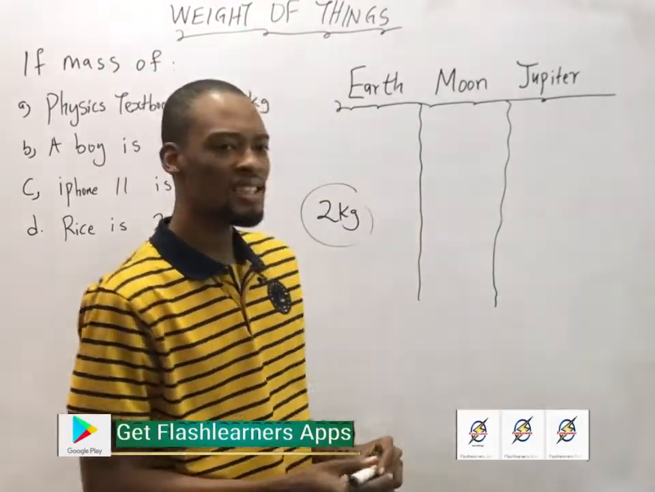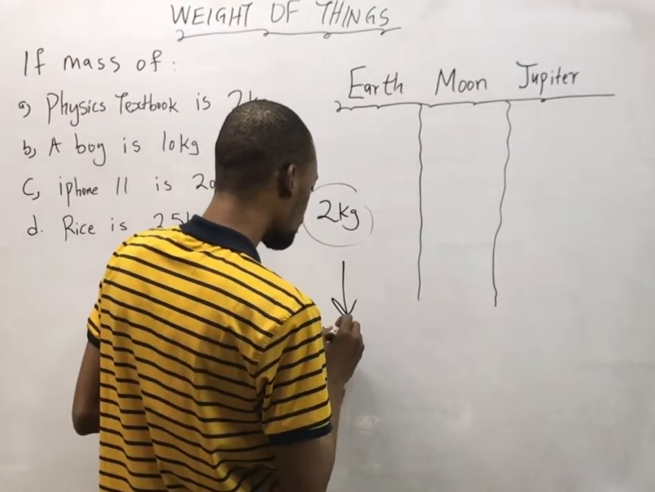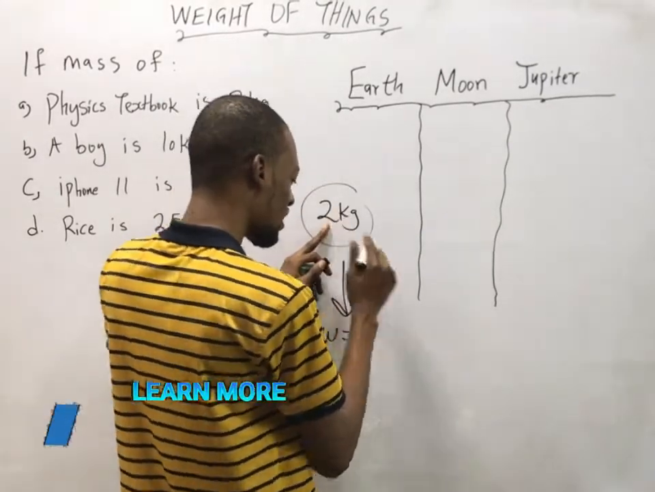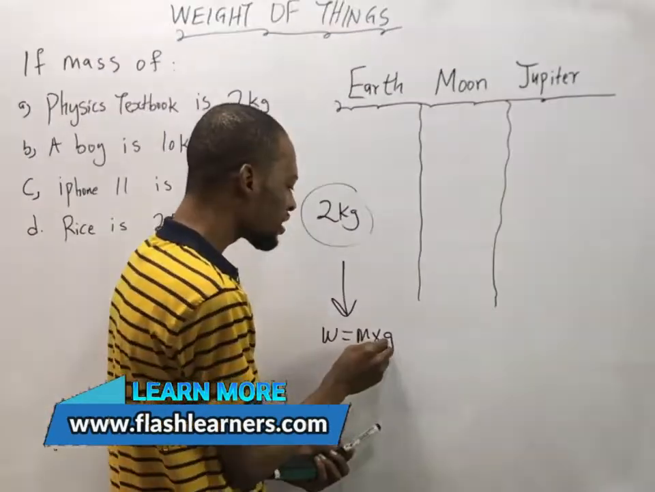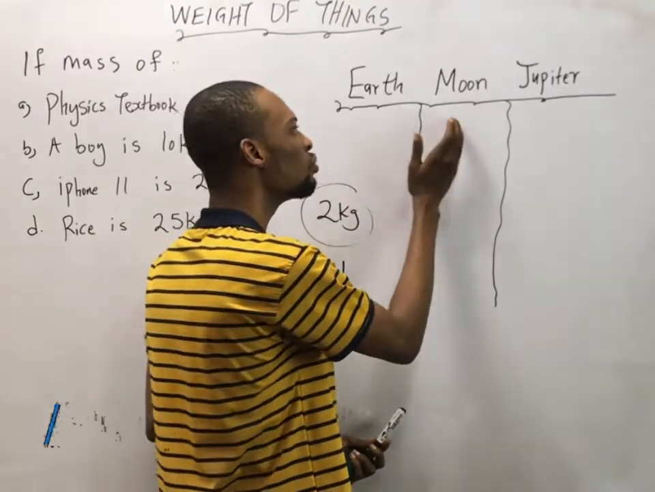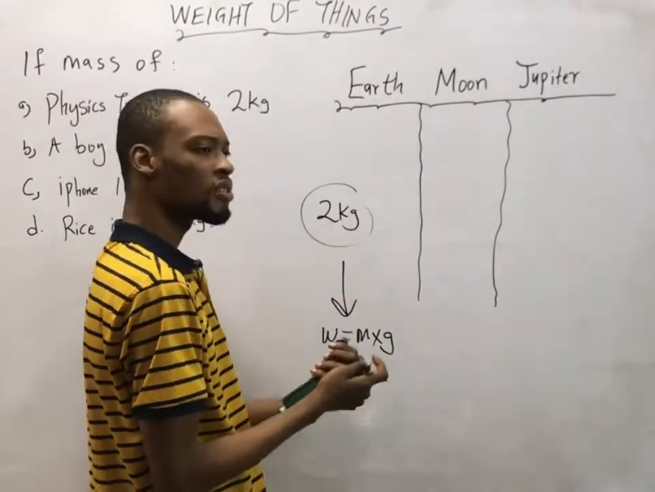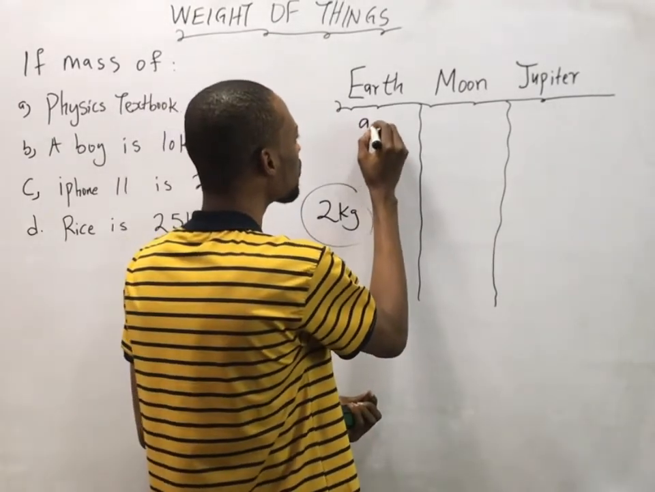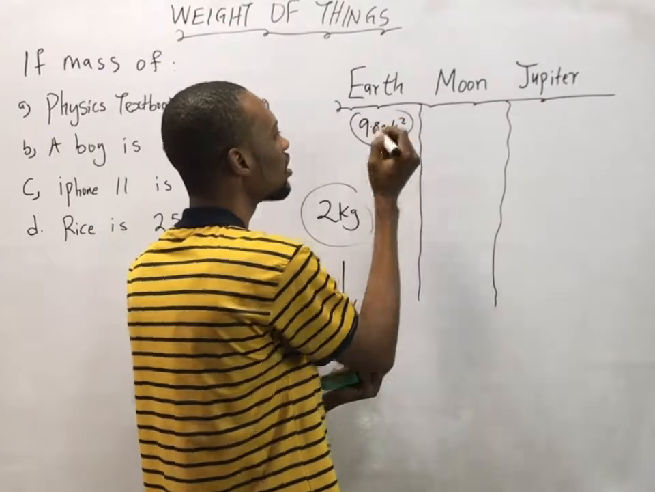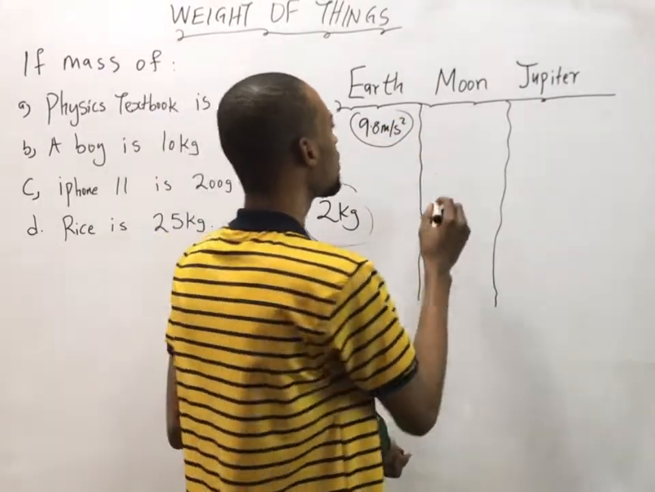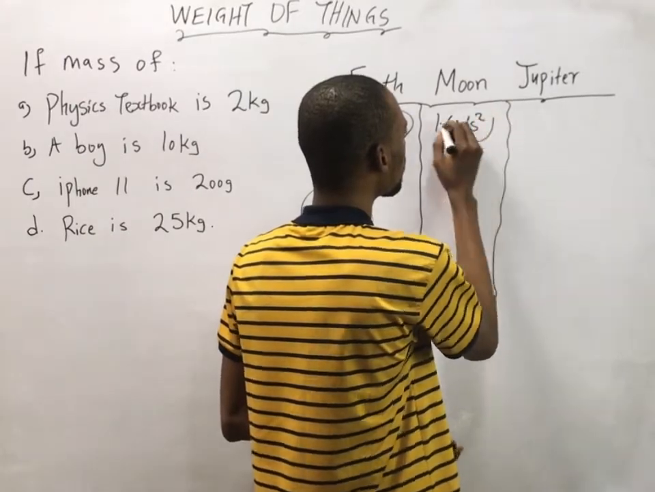However, weight is not constant because weight is equal to mass times acceleration due to gravity. Acceleration due to gravity is different on Earth, Moon and Jupiter. On Earth, we can take it to be 9.8 meters per second squared, approximately, while on the moon, it is 1.6 meters per second squared.